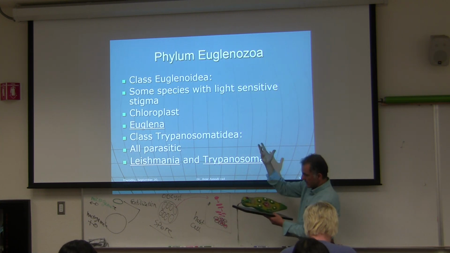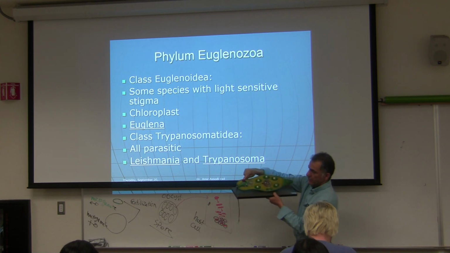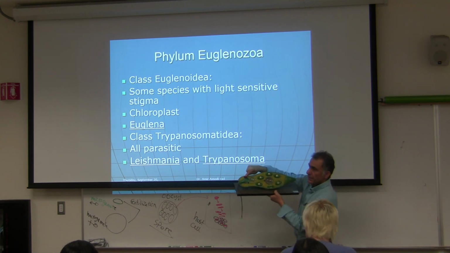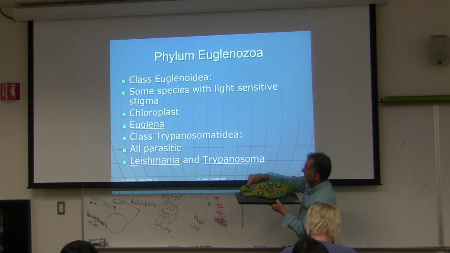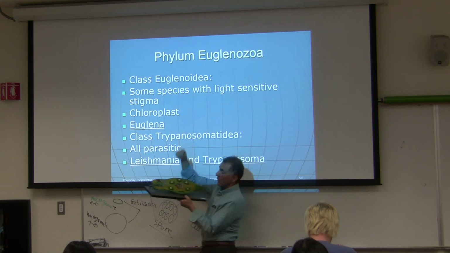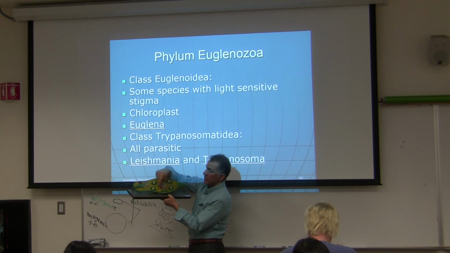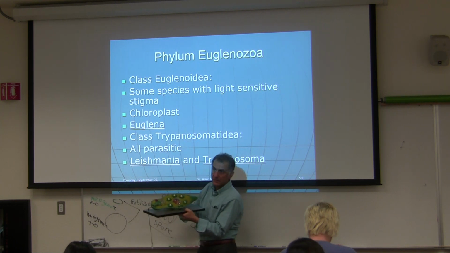These are chloroplasts. I'm just going to pick right here. That would be stigma, for example. So they're light-sensitive. And why do you think they are light-sensitive? They use their chloroplast right here to do photosynthesis.